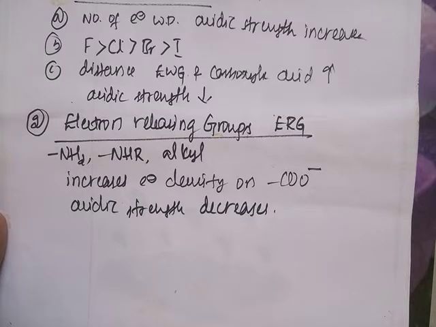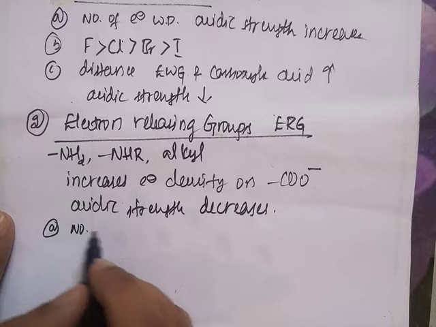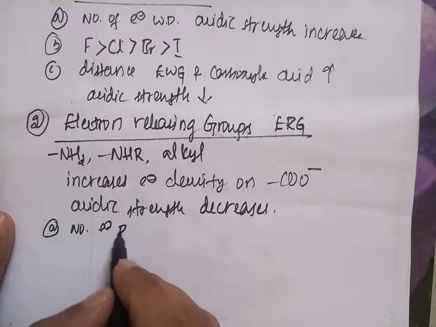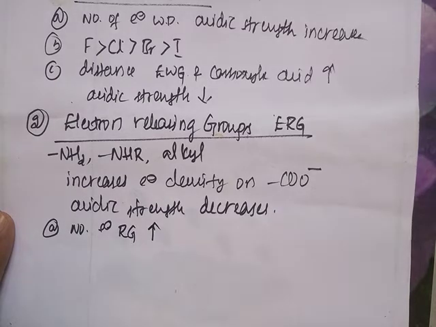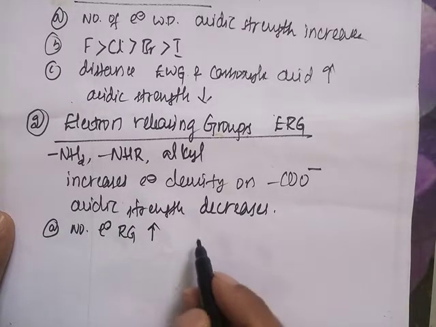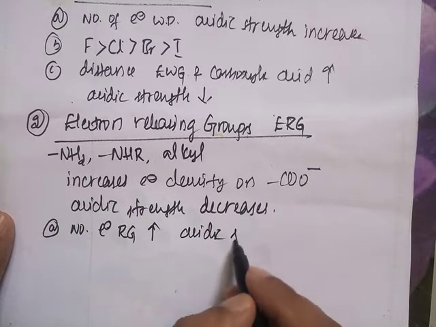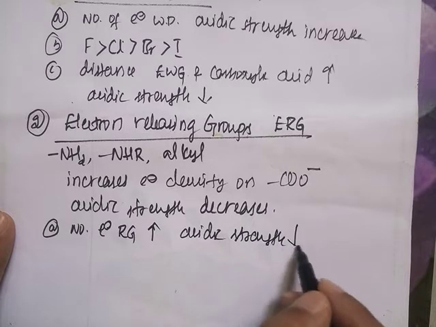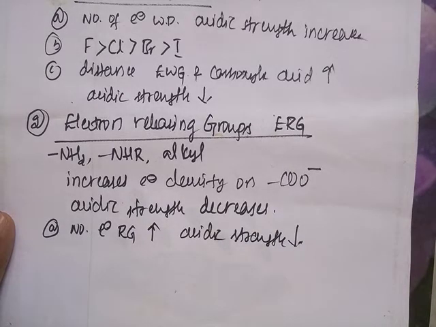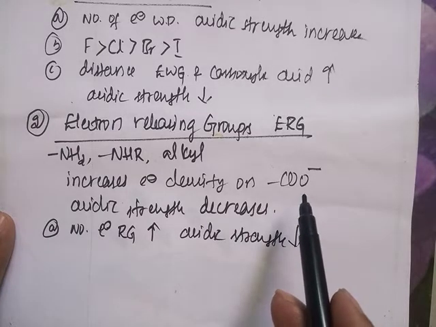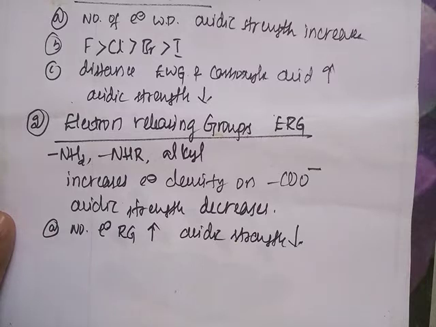The acidic strength in the case of electron releasing groups depends upon some factors. As the number of electron releasing groups increases, the acidic strength decreases, because the electron releasing groups donate electrons to the carboxylate. As a result, the negative charge on the carboxylate carbon is destabilized and the acidic strength decreases.